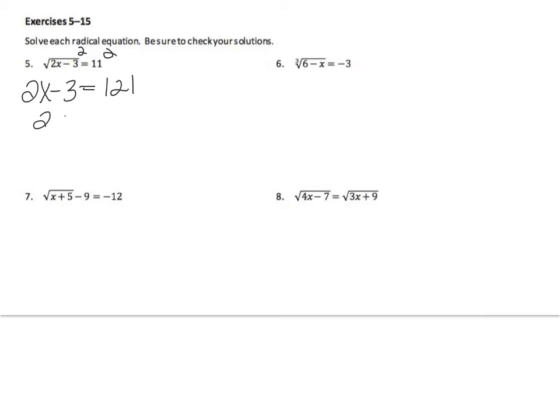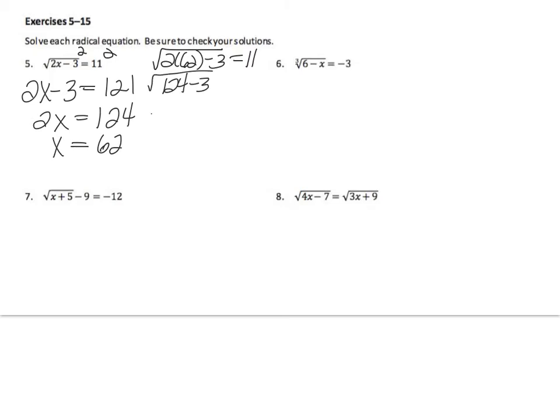Add 3 to both sides, 124. Divide both sides by 2, 62. Now I need to go ahead and check it. If I plug in 2 times 62 minus 3, I have 124 minus 3, 121, which is in fact correct.